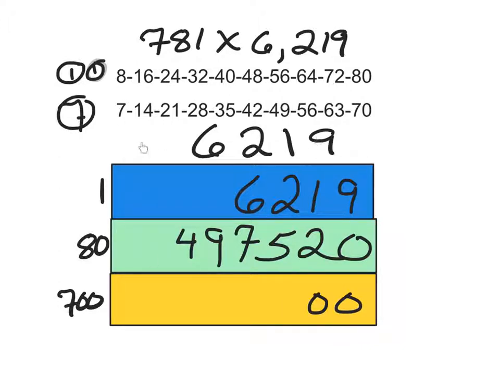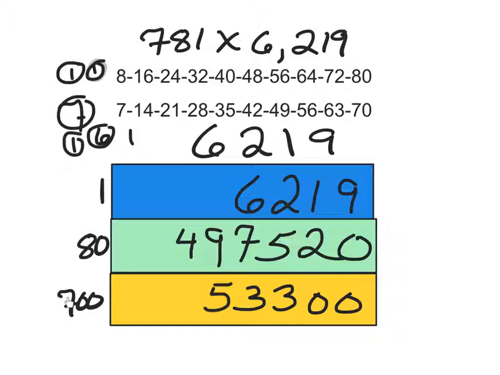7 times 9. 1, 2, 3, 4, 5, 6, 7, 8, and 9 is going to give you 63. Drop that 3, carry that 6, and move along. 7 times 1, well, that's 7. Plus 6 here is going to give you 13. Drop that 3, carry that 1, and move along. 7 times 2, 1, 2. That's going to give you 14. Plus this 1 here will give you 15. Drop that 5, carry that 1, and move along.